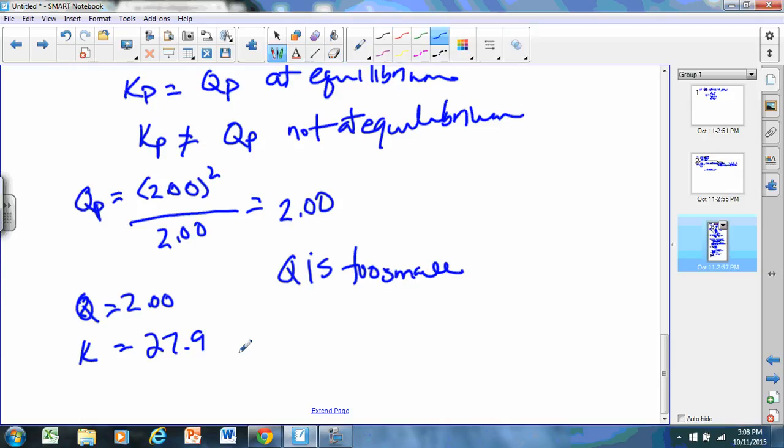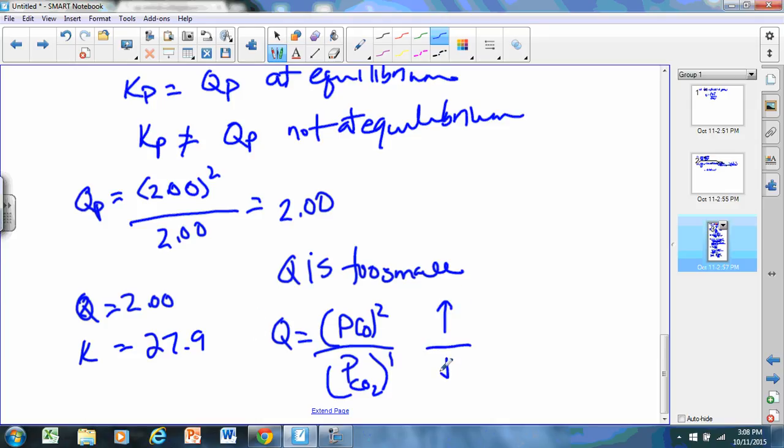So here's the deal. Now, what is Q? Q is the pressure of the carbon monoxide squared over the pressure of the carbon dioxide to the first power. Now, Q is too small. We need Q to get bigger. Now, there's two ways to make Q bigger. Either you make the numerator get bigger, that makes Q bigger, or you make the denominator get smaller.